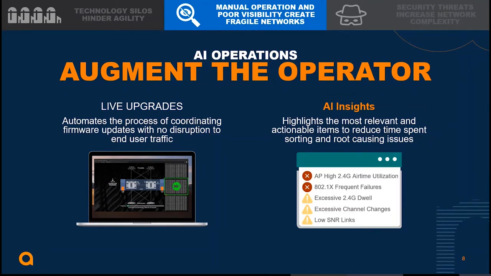The AI operations will cover all of the components for wired, wireless, and SD-WAN, and troubleshoot the areas before they get reported by the end users, and provide prescribed guidance or a fix.